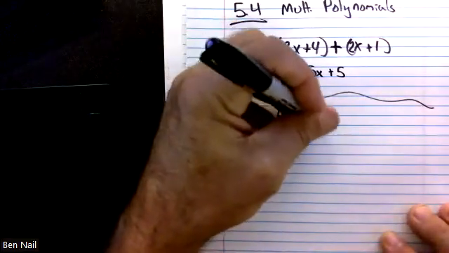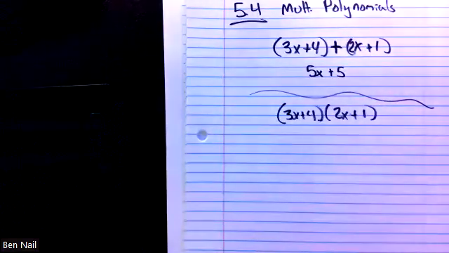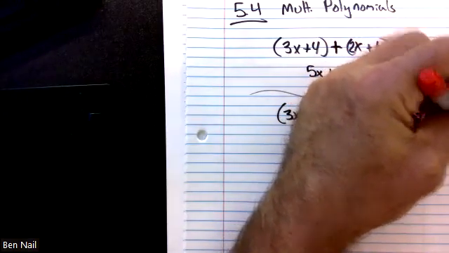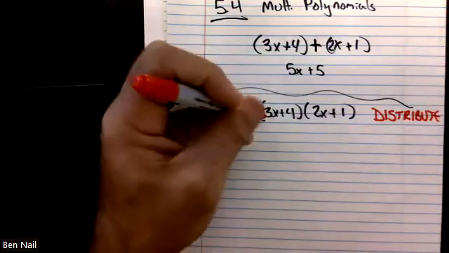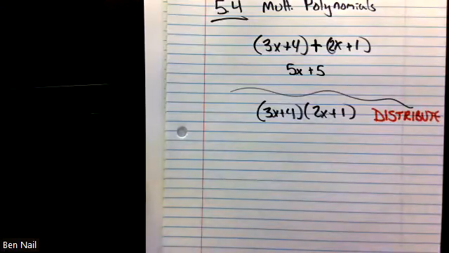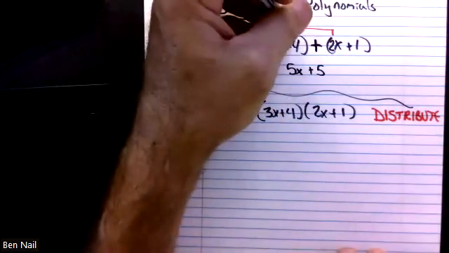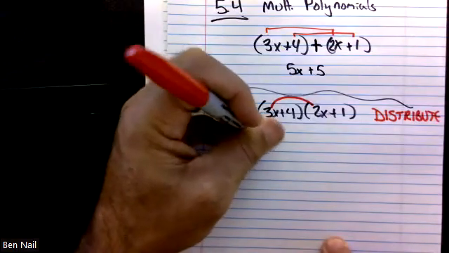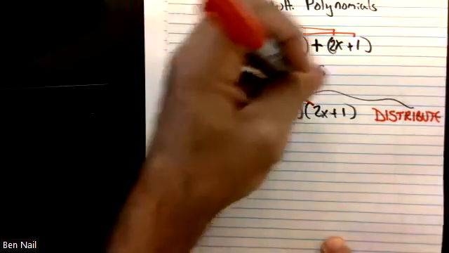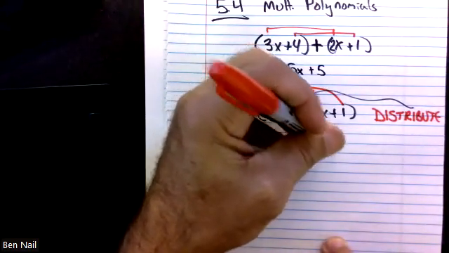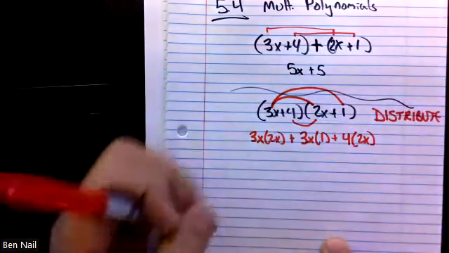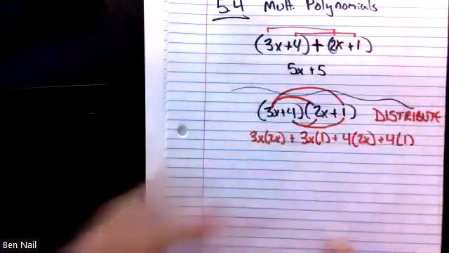Multiplying. Anytime you are multiplying quantities, you have to do distribution. You have to multiply everything in this quantity times everything in this quantity. So with addition, you only combine the like terms and that's it. With multiplication, you multiply everything. So we've got to multiply 3x and 2x. We've got to multiply 3x and 1. We've got to multiply 4 and 2x. And we've got to multiply 4 and 1.